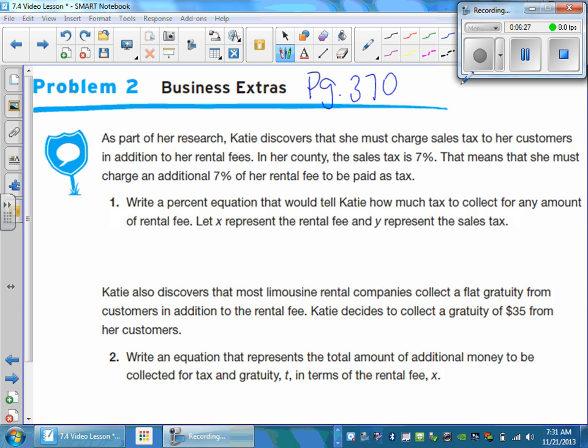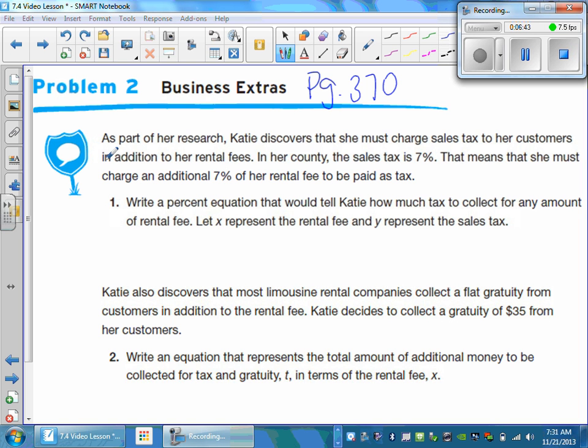All right, I'm starting back on problem 2, page 370. Make sure that if you had any questions on the previous page, you circle them or highlight them so that when you get back to class tomorrow, you can be asking your questions. But we will check over all those answers tomorrow.